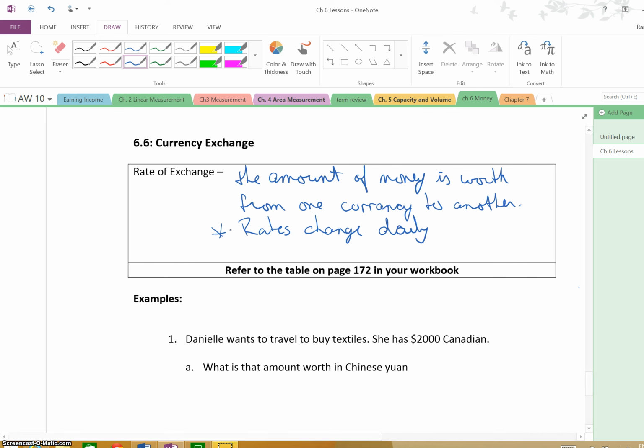A couple of years ago, the Canadian dollar was worth more than the U.S. dollar, so my wife and I ended up planning a trip down to the States. When we planned our trip, the Canadian dollar would get us $1.10 U.S. So we planned our trip, and then when it came time for our trip, the Canadian dollar was actually a little bit less than the American dollar, so it ended up costing us a little bit more than we thought it would. So they change daily, and so we have to be aware of that.